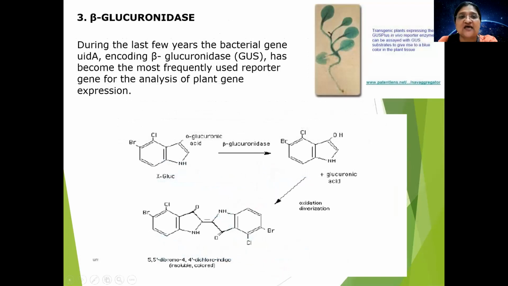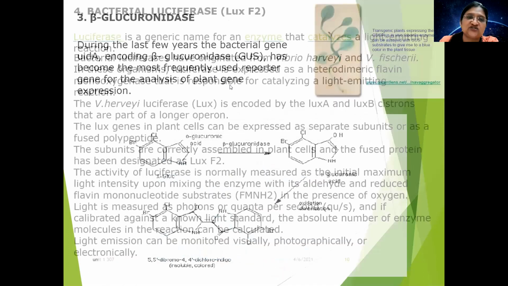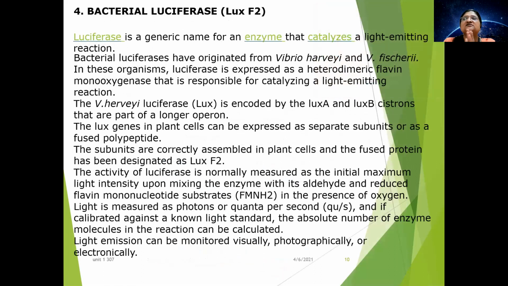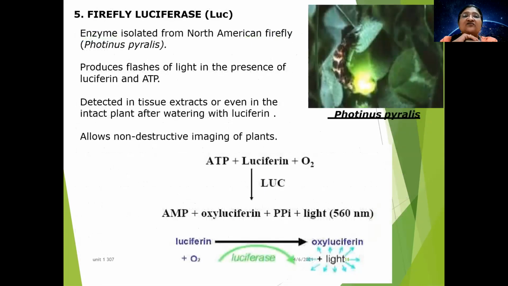Beta-glucuronidase is an enzyme which is frequently useful in plant gene expression. Bacterial luciferase, which emits light, is useful in many types of reactions, whether for bacterial cells or plant cells. Similarly, firefly luciferase was isolated from the North American firefly, and it flashes light in the presence of the protein luciferin as well as ATP.